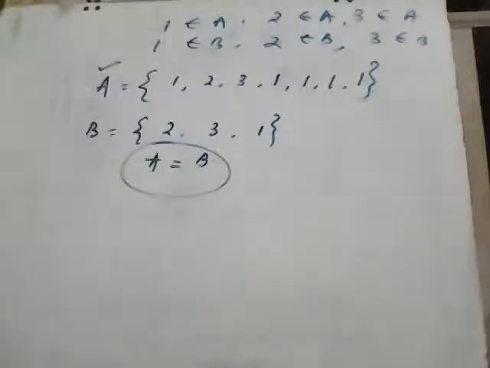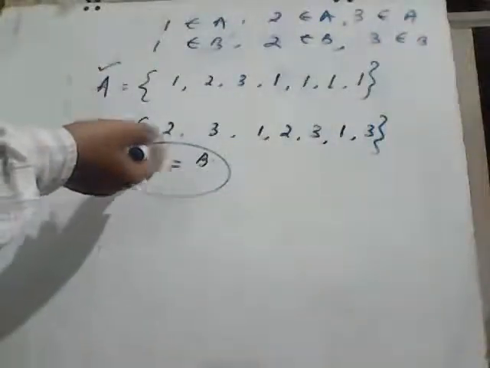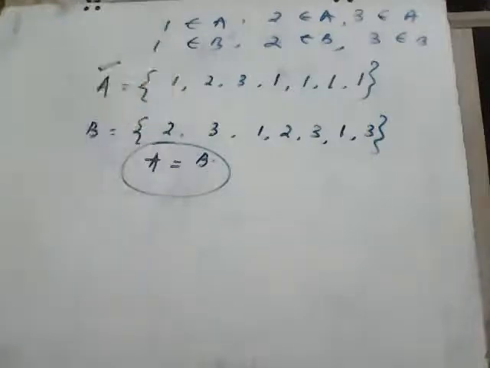The same elements may be written in a different order, in a different way. Suppose I will change it: here 2, here again 3, here 1, here 3, like this. What are the elements? Same, 1, 2, 3. Here also 1, 2, 3. These are two equal sets.